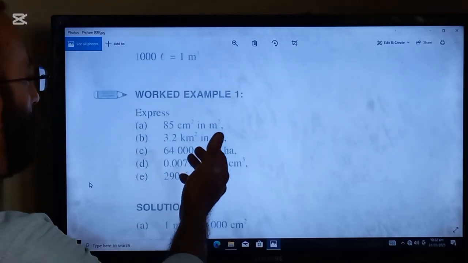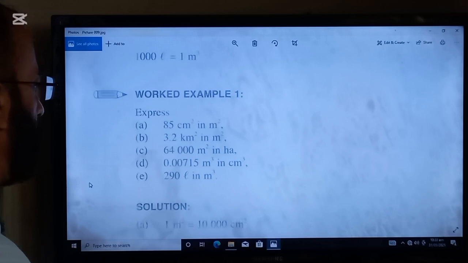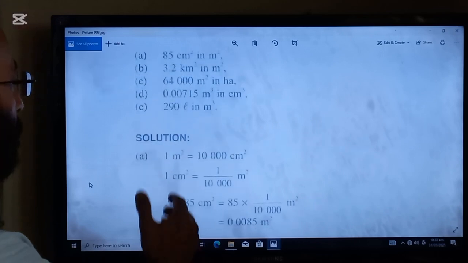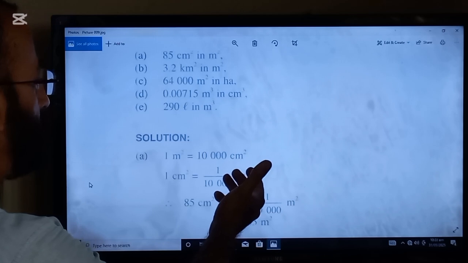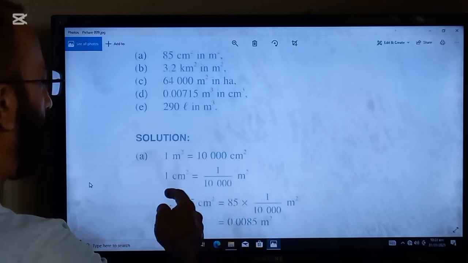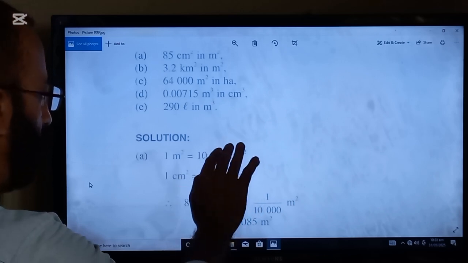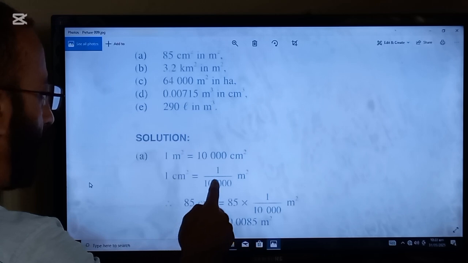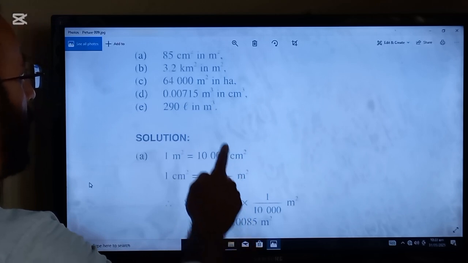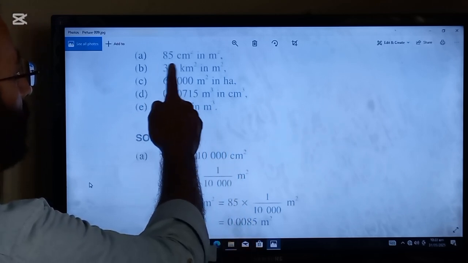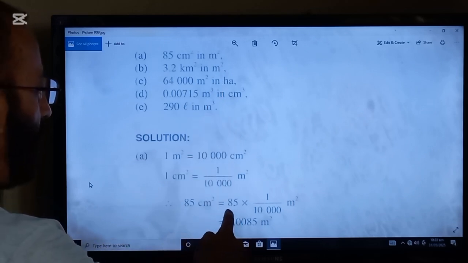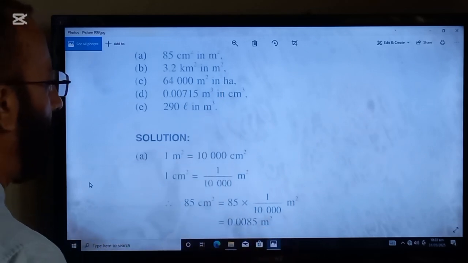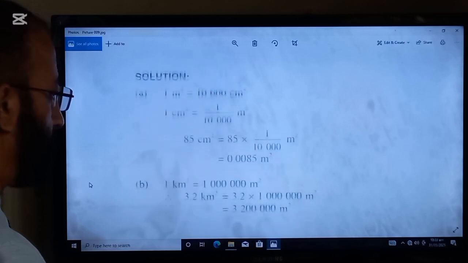Express 85 centimeter square in meter square. So in 1 meter square there are 10,000 centimeter square. So 1 centimeter square is equal to, this 10,000 will come to the left side, so 1 over 10,000. And we are going to require the value of 85 centimeter square. So 85 centimeter square will be equal to this. Solve it on the calculator, you will get the answer.